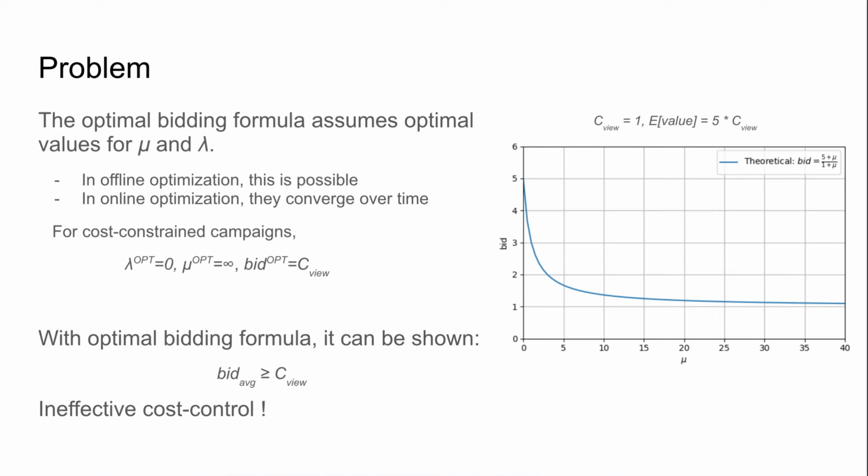For cost constraint campaigns in particular, which are the most relevant here, the optimal lambda is 0 because budget is not an active constraint. The optimal mu is infinity and the optimal bid is C view. With the optimal bidding formula, it can be shown that bid on average is greater than or equal to C view. This is visualized in the figure on the right with C view equals 1. This means in case a campaign exceeds C view, there is no way to correct it. This makes the algorithm ineffective at cost control.